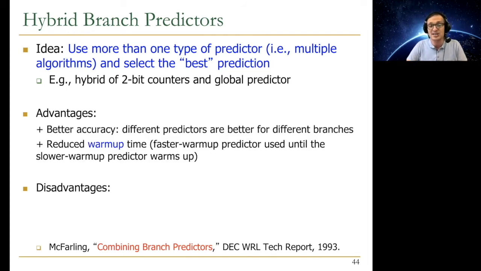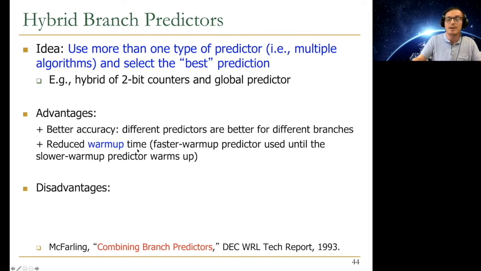Of course, the big advantage is now you get better accuracy because different predictors are better for different branches. Hopefully you pick the right one. That's a very good question. How do you pick the right one? We will discuss. But there's another benefit you get actually, and it's the reduced warm-up time. What does this mean? Basically, if you have long histories, it takes a long time to learn or memorize what happens in those histories. So you need to see many histories to warm up the branch predictor. But until a more sophisticated, longer history branch predictor warms up, you can use slower warm-up predictors.